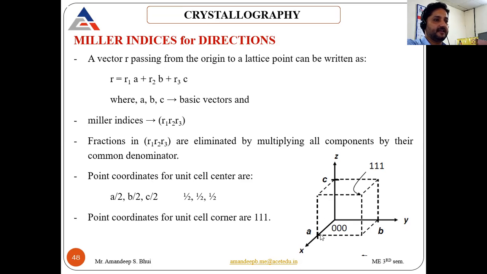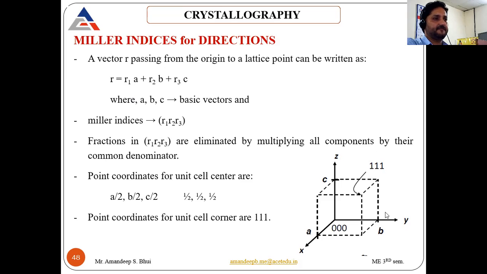Okay. So here we have a, b, and c. So say here we have r. If we have this vector going to this edge, where the value is 1, 1, 1. Okay. So this vector will be defined by r1a. So here r1 will be equal to 1, so it will be 1a, plus r2 will be 1, so it will be 1b, and r3 will be 1, so it will be 1c. So this vector will be defined by a plus b plus c. So here the Miller indices will be 1, 1, 1. So it will be r1, r2, r3. The Miller indices will be 1, 1, 1.